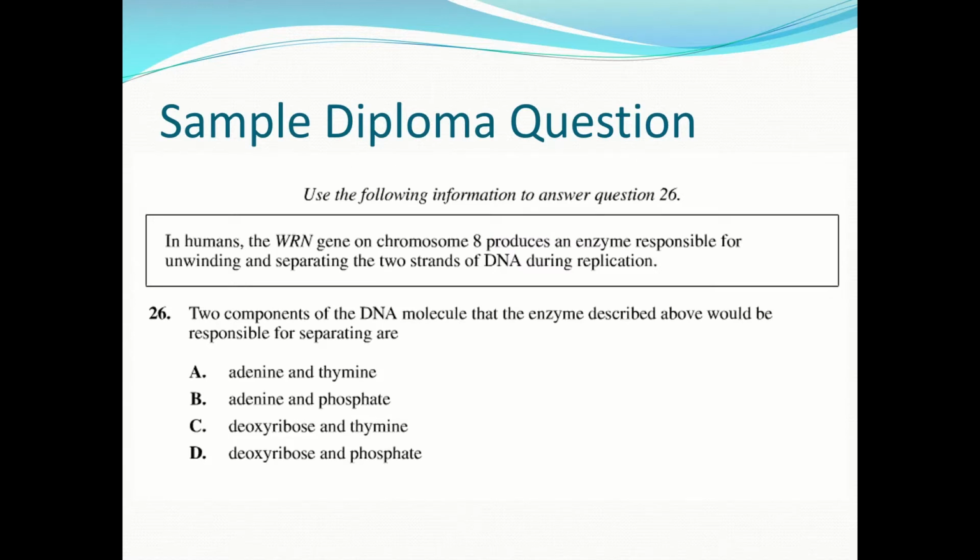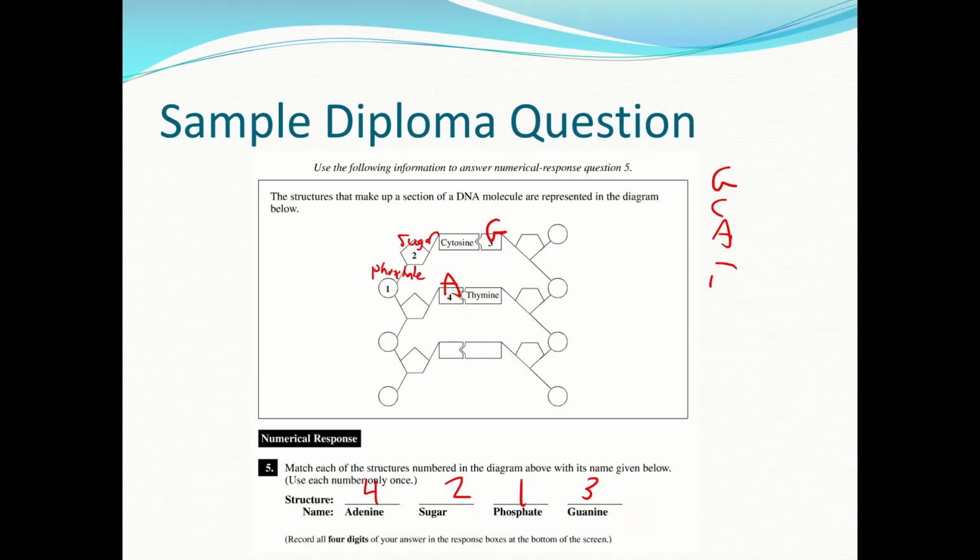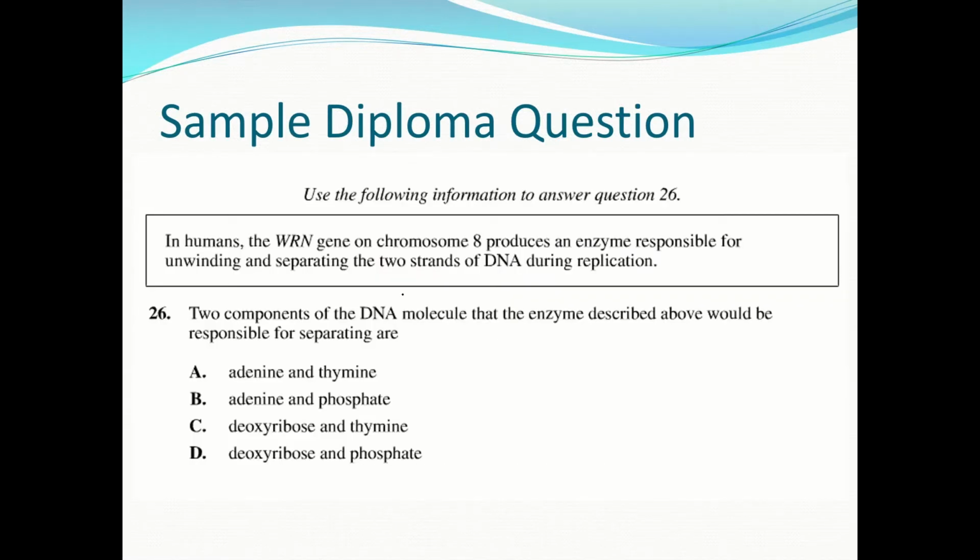In humans, the WRN gene on chromosome 8 is responsible for unwinding and separating 2 strands of DNA during DNA replication. 2 components of DNA that would be responsible for separating. So the thing that separates is during DNA replication. If we look at this diagram right here, it splits right down the middle. So it's the 2 nitrogen bases that rip apart. So adenine and thymine, or 2 nitrogen bases. They were the ones that break apart.